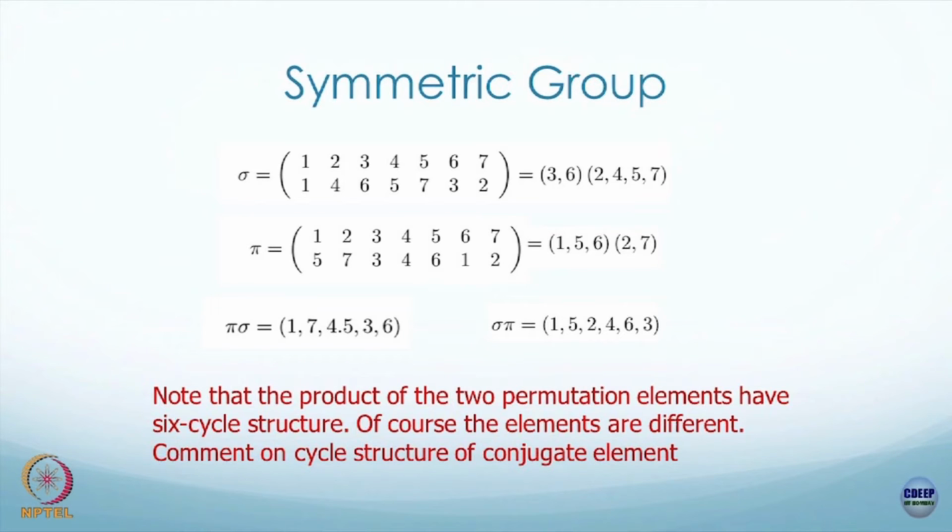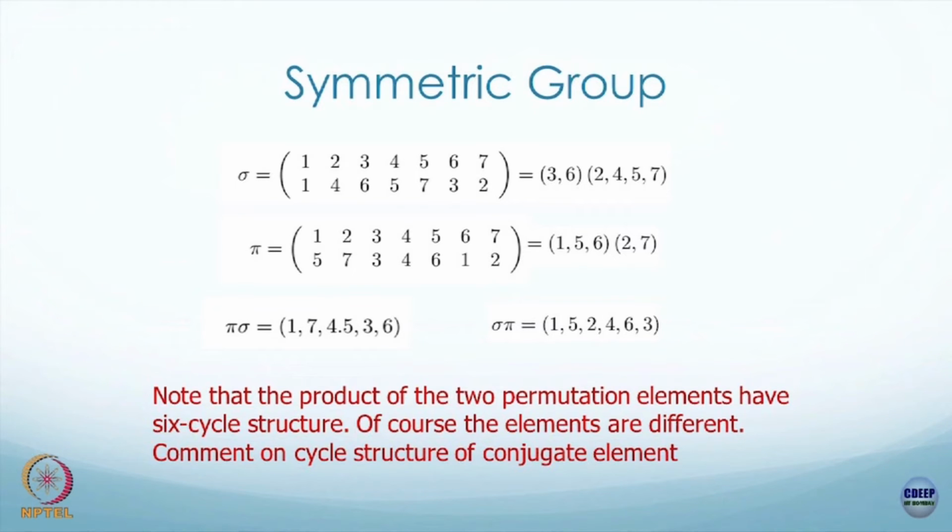And if you do sigma pi, it is some other element, it is not the same element. Why it is not the same element? Permutations are not abelian group. If you do pi with sigma, the answer need not match with sigma with pi. You agree, right?